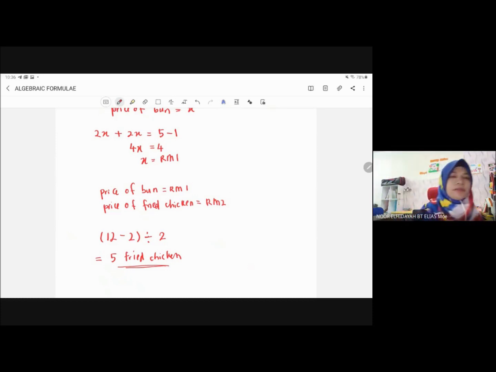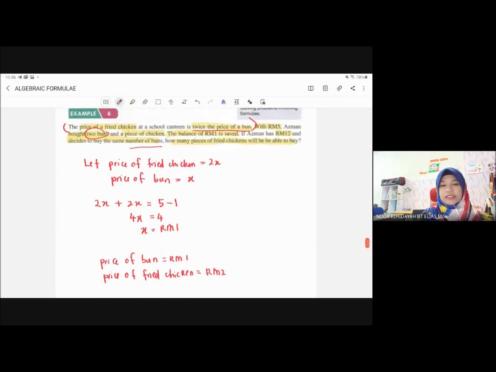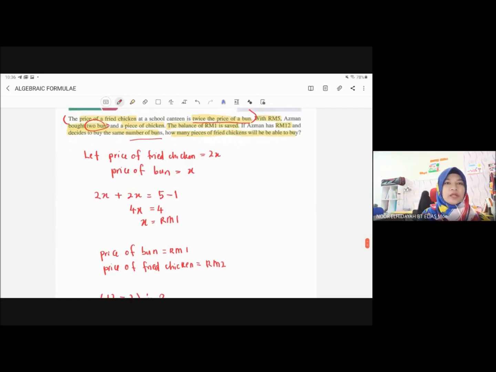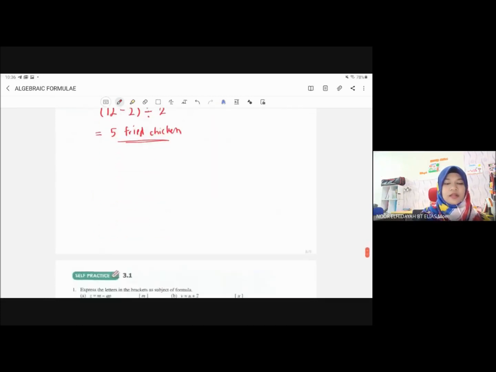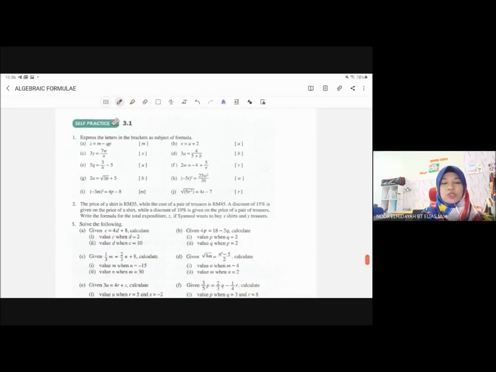Okay. Macam yang cikgu cakap. Alright. Macam yang cikgu cakap, ada banyak cara awak boleh selesaikan. So awak gunakan your knowledge untuk solve this one. Okay. Alright. So, as usual, you have to do exercise. Okay. You have to do self practice 3.1.